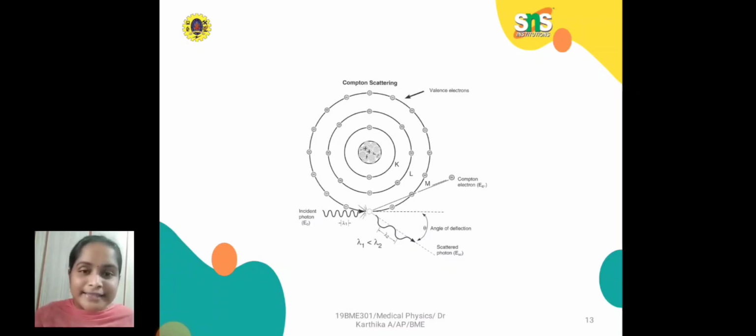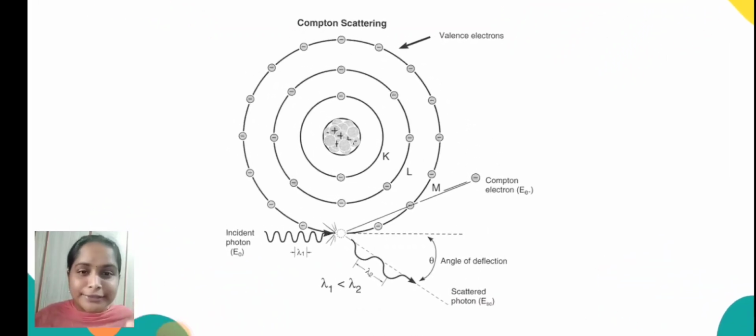Okay, and this example shows clearly Compton scattering. See this figure. In this figure, valence electrons and Compton electrons are clearly indicated. See how the incident photon affects the valence electrons, and theta shows the angle of deflection, and the scattered photon is called the scattered photon. Here lambda 1 should be less than lambda 2.